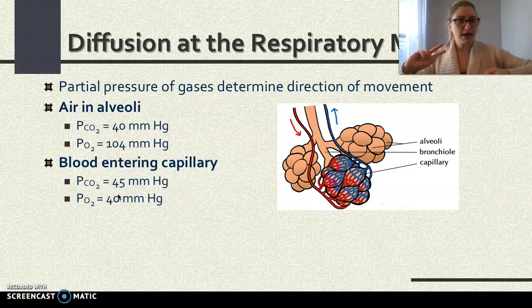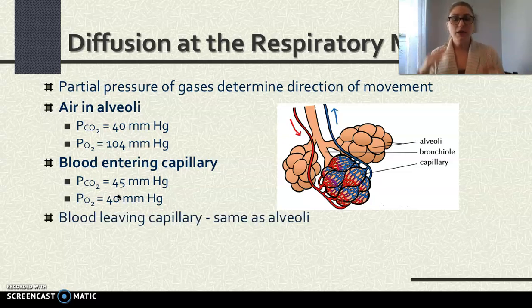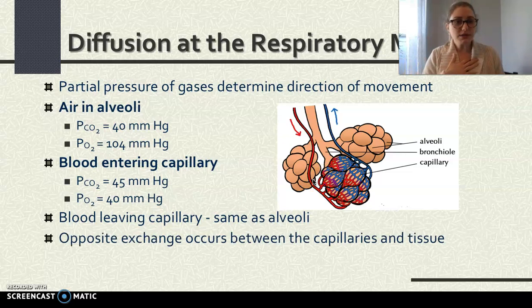Oxygen and carbon dioxide are going to be moving in opposite directions because the blood in your lungs is going to have a higher amount of carbon dioxide that needs to get out, and the oxygen is trying to get into the blood within your lungs. So the blood leaving the capillary is going to be the same as the alveoli. We're looking at how much oxygen and carbon dioxide is found in that exchange. This entire exchange is called external respiration because we are doing this with the external environment, the air that you are inhaling. Now, once we take that blood to your cells, that is going to be called internal respiration.